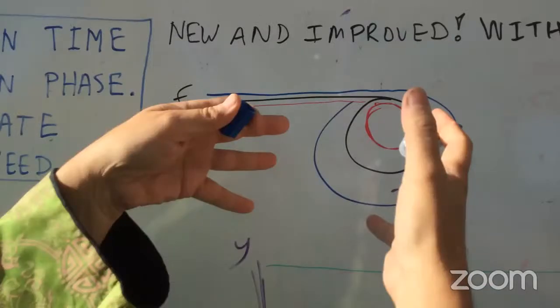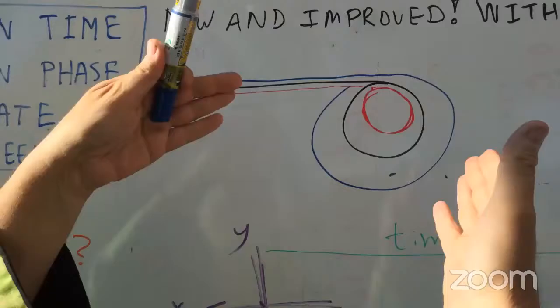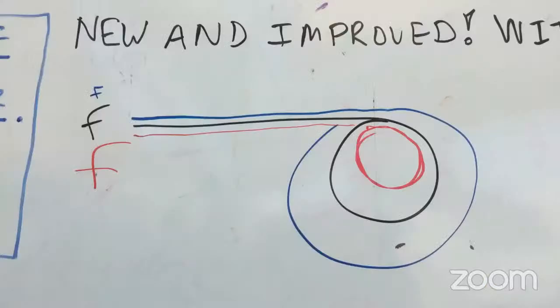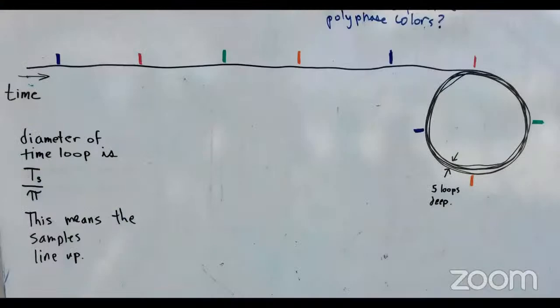If you want the same number of samples per full rotation, this is an expected result. Large frequency means small diameter circle. Low frequency signals need a large diameter circle. Circumference is pi times diameter. The diameter is circumference divided by pi. The circumference of the circle is the time it takes for the full signal period. This is T of S. The diameter of the loop is T of S divided by pi.